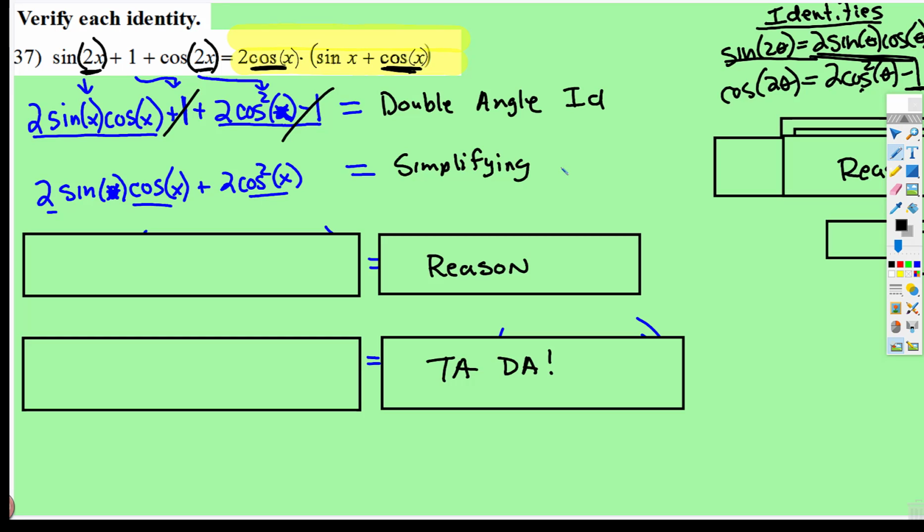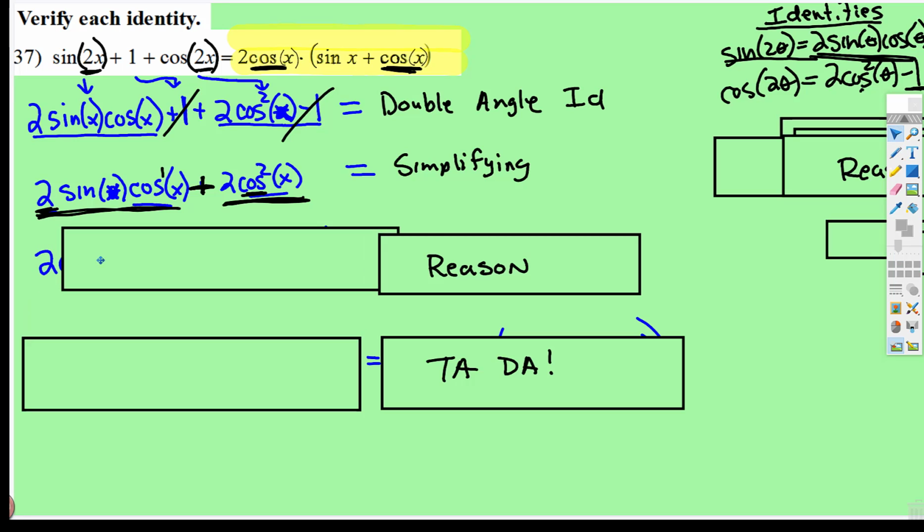You could put combine like terms. That could be a reason. I went ahead and put simplified. Right? So now, let's see. We have this entire term and this term, and we know that there's 2 separate terms because there's a plus sign between them. Well, they both have a 2 in common, and they both have a cosine x. They don't have a cosine squared in common, but they do have a cosine to the first power in common.